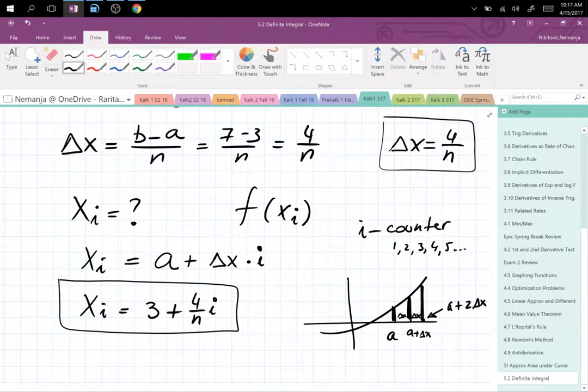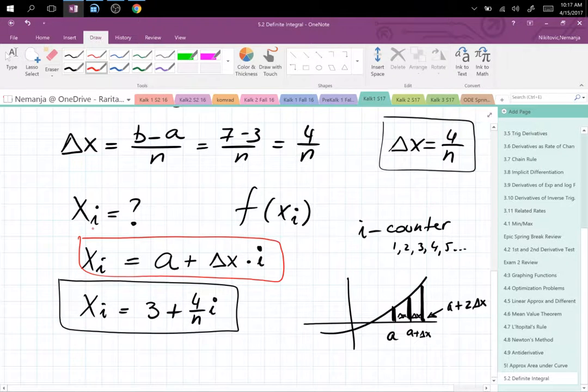Once I have delta x, now I have to figure out what f of xi is. So I have to first figure out what xi is. This is the formula for xi, and then you plug in your a and your delta x. All right, so now I have those two.